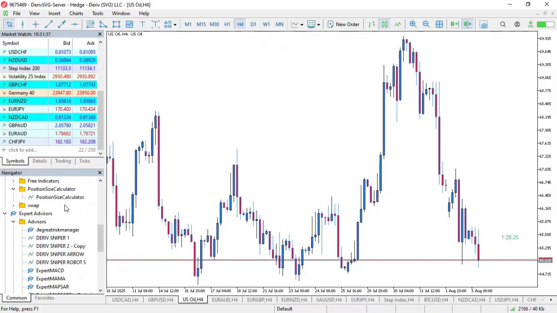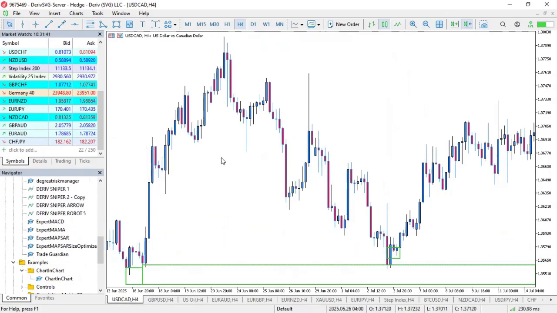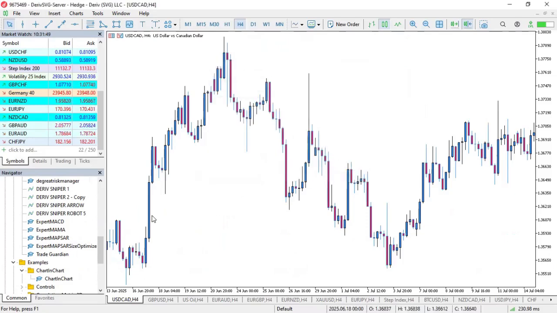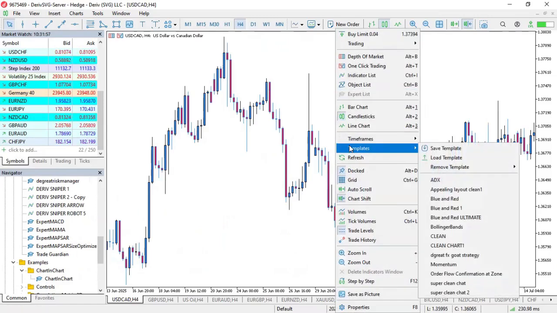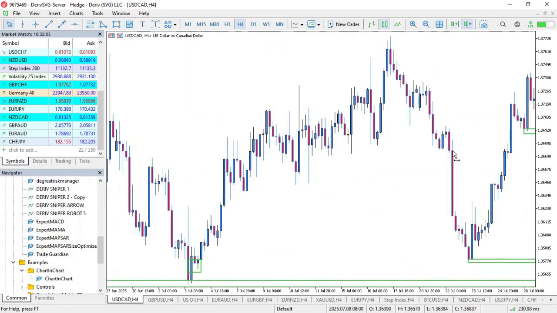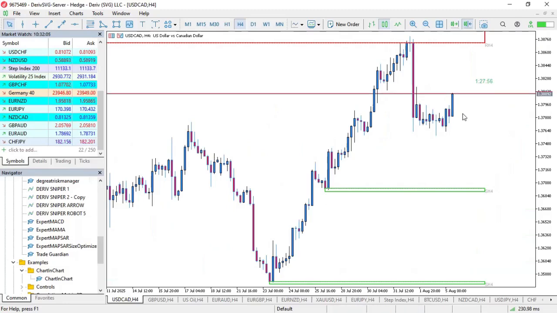Now, for instance, let's remove the indicator here. Let's click on delete. Good. Since I've already saved this as a template, I don't even need to add it again. I'll just click on templates and click on the great FS go. So it will come back. Once you click on template, it will come back. So it's just that simple.